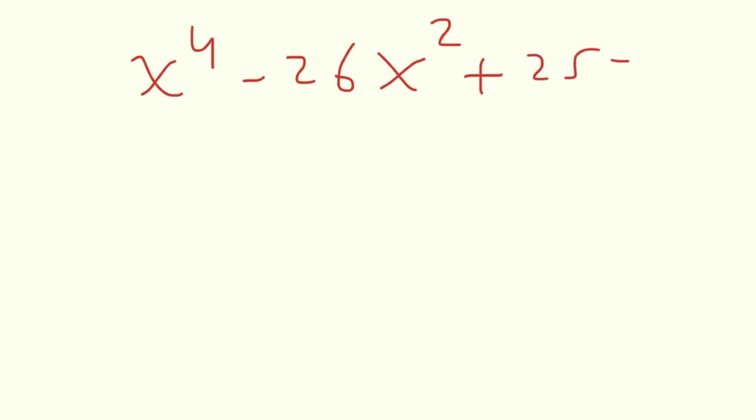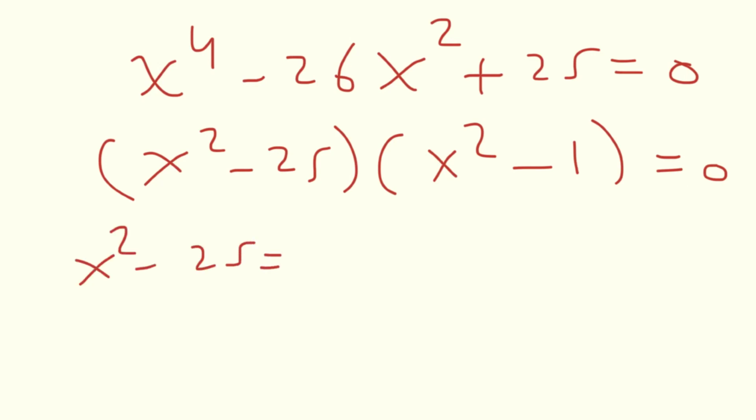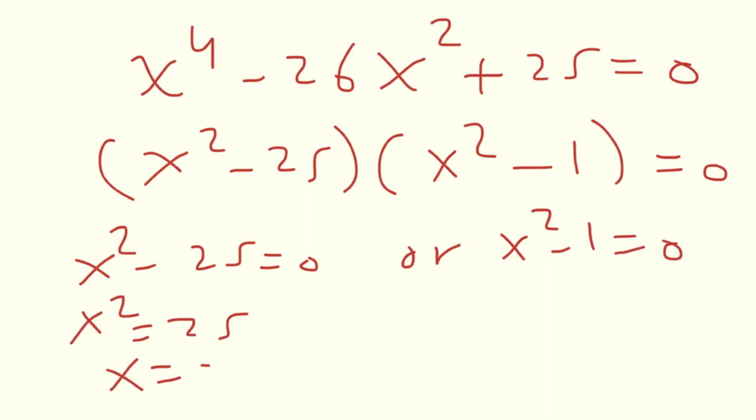Okay, so from the beginning you say, okay, that's x squared minus 25, and that's x squared minus 1 equal to 0. And then you say, okay, that means x squared minus 25 equals 0, or x squared minus 1 equals 0. So that means x squared is 25, which means x is plus or minus 5. And that means x squared equals 1, which means x is plus or minus 1. So yes, you can do the same thing from the beginning.